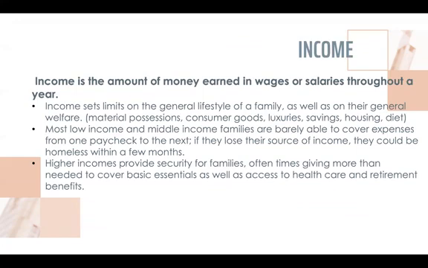So when I reference income, we know that income is the amount of money earned in wages or salaries throughout a year. This most typically is what people default to when we talk about a person's SES, socioeconomic status. We are typically attributing it to how we're making sense of their income. And so we know that income is what sets the limit on the general lifestyle that you might have as a family. It's typically what's connected to the general welfare of how you are existing, connected to material possessions, consumer goods, certain luxuries that you're connected to or not, how you're attending to savings, your housing, right, where you might live, your connection to your diet, what you can eat, what you have access to in particular communities and spaces.